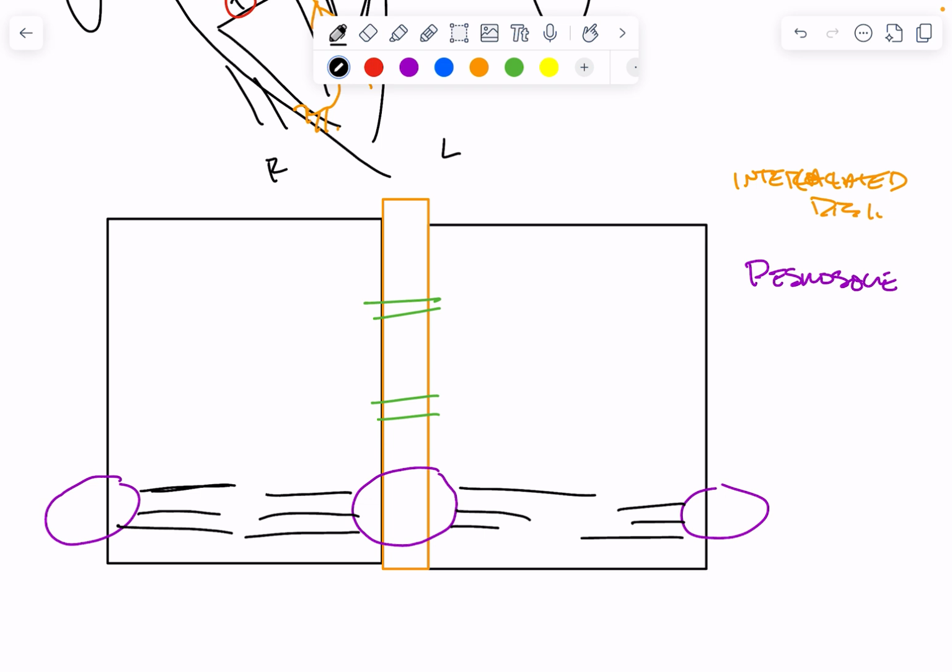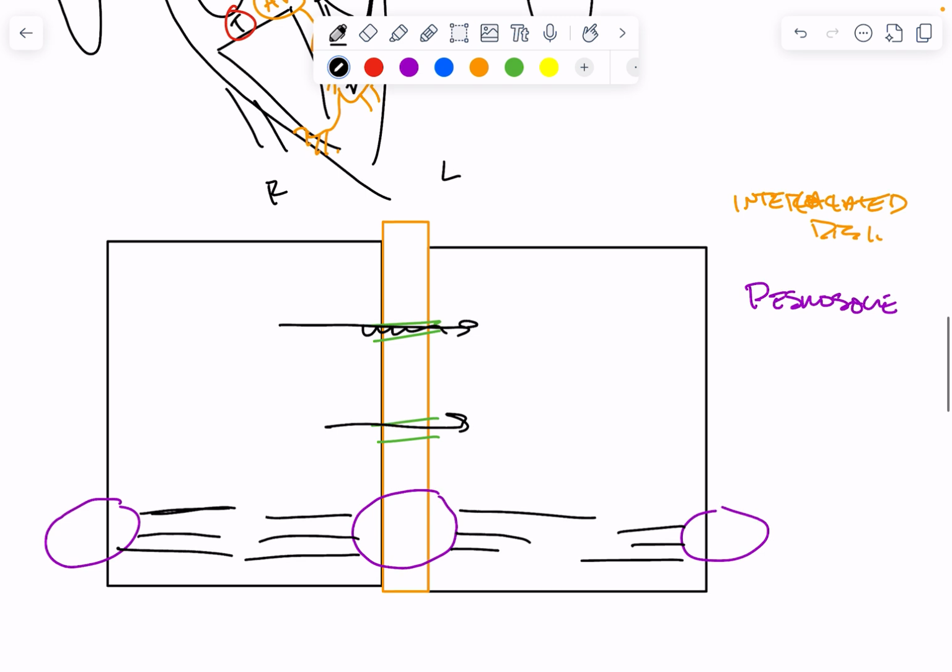The gap junctions, these little guys right here, are what allow the signals, like the signaling cascades, to pass from one cell to the next. And one other important thing to remember is the arrangement of sarcomeres is different inside the heart cells than it is in muscle cells.